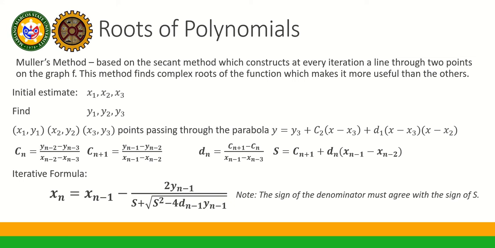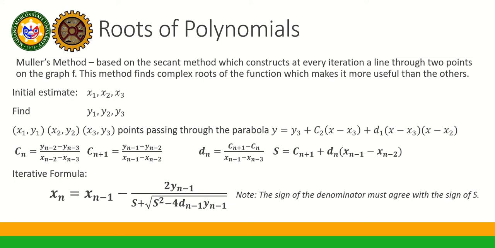It is based on the secant method, which constructs at every iteration a line through 2 points on the graph of f. So, si secant kasi, if you remember, pabago-bago tayo ng x value. And we only have 2 points here. Whereas sa Muller's method, we need 3 initial estimates of our x value. So, this method finds complex roots of the function, which makes it more useful than the others.